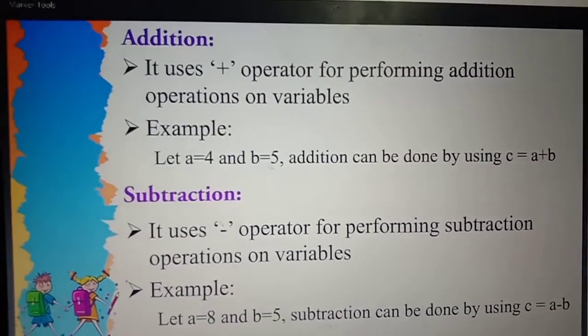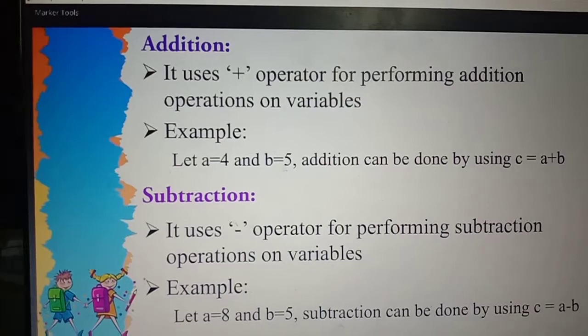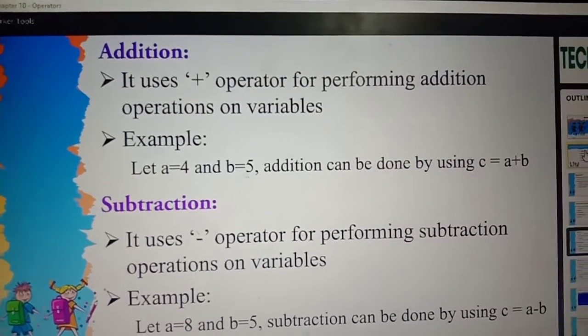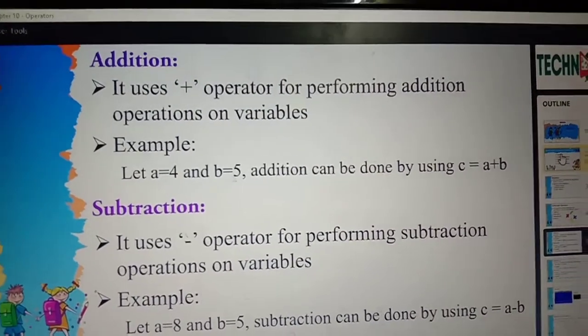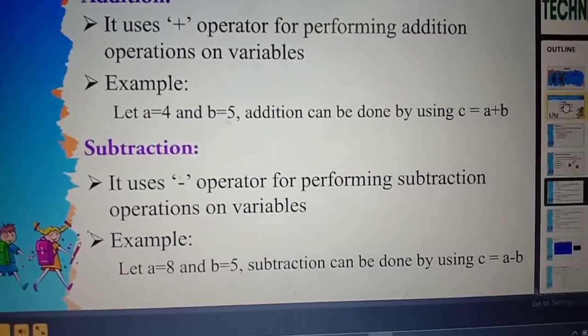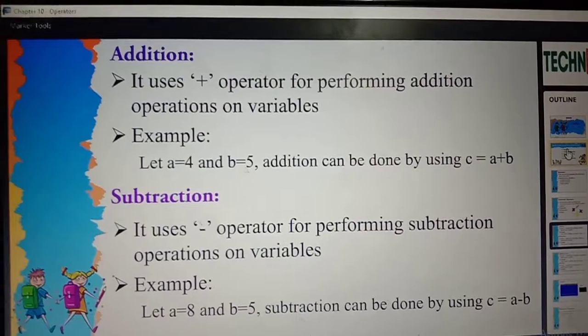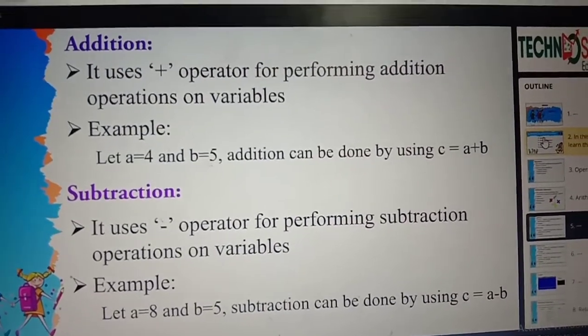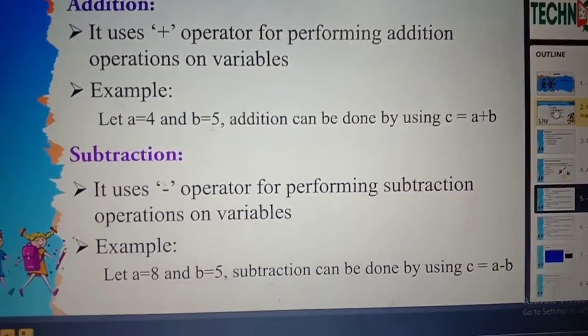For example, let's take A equal to 4, B equal to 5. Addition can be done by using, we need to take a variable, right? We need 3 variables. 2 variables for assigning values, 1 variable for storing a value. So, C equal to A plus B.